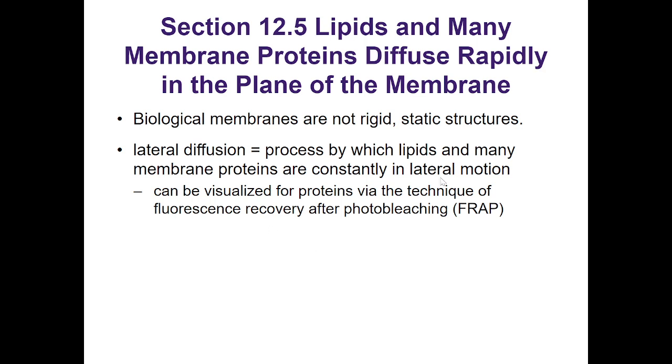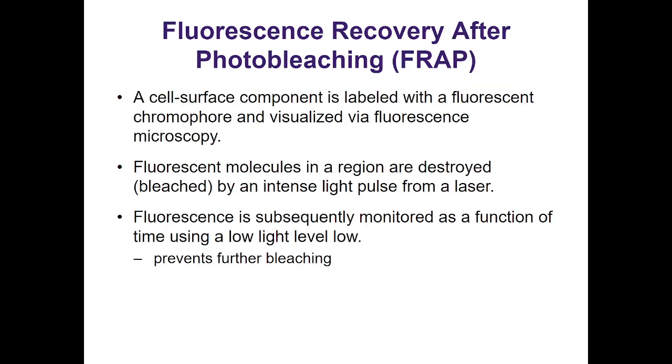The biological membranes are not rigid, static structures. You have lateral diffusion. This is the process by which lipids and many membrane proteins are going to be constantly in lateral motion. So they're constantly moving throughout that side of the membrane. This can be visualized for proteins by a technique of fluorescence recovery after photobleaching, or FRAP, like Frappuccino. The cell surface component is going to be labeled with a fluorescent chromophore, and it'll be visualized via fluorescence microscopy.